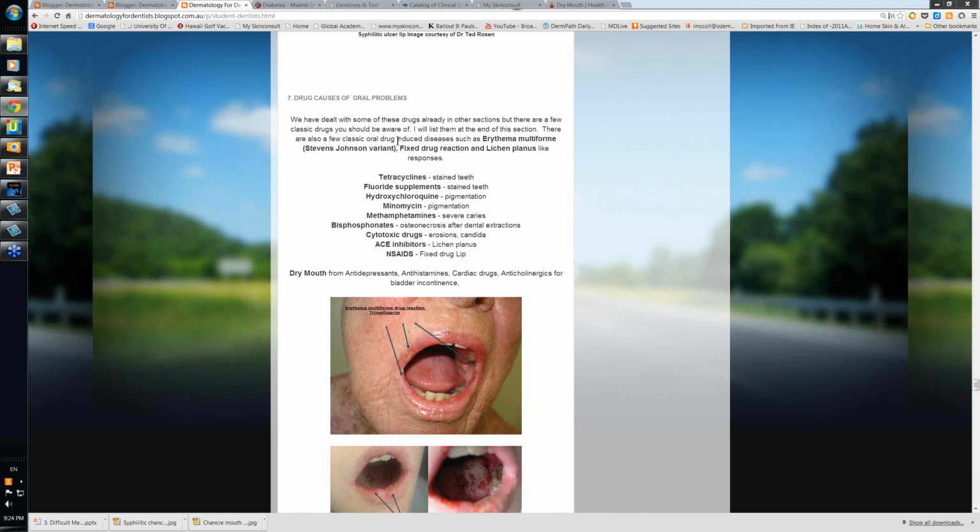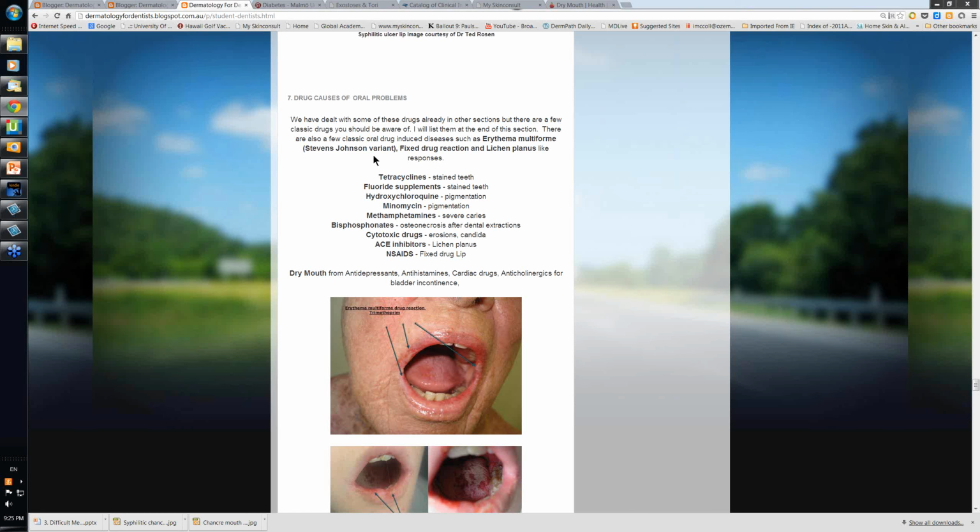There are a few classic oral drug-induced diseases, and these include erythema multiforme, especially the Stevens-Johnson variant. Now remember, the commonest cause of erythema multiforme is in fact a herpes virus infection. But the more severe variant of erythema multiforme, otherwise known as Stevens-Johnson, certainly can be drug-induced.